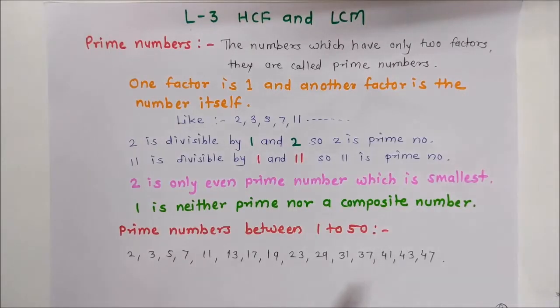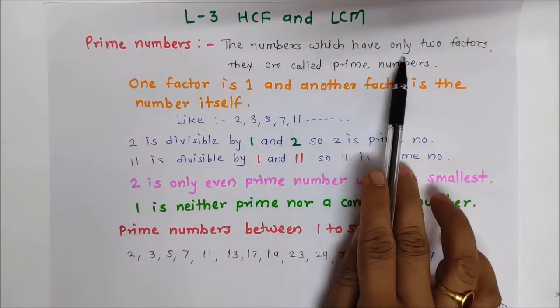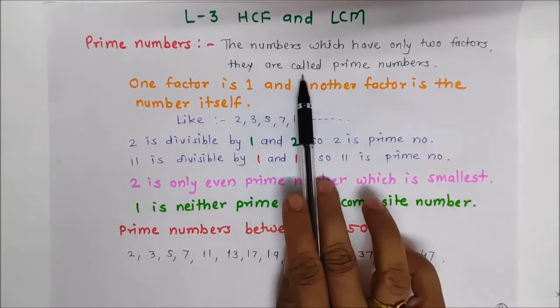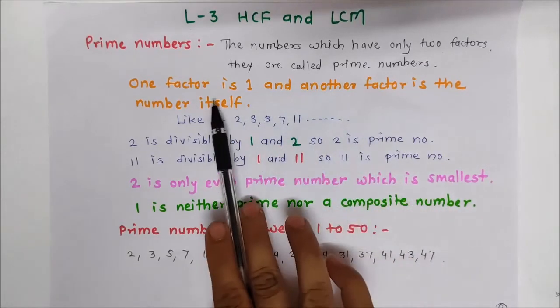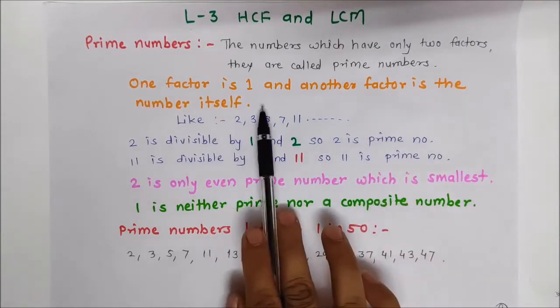Today we are going to study lesson number 3, HCF and LCM. Let me first talk to you about prime numbers and composite numbers. Prime numbers: the numbers which have only two factors are called prime numbers. One factor is always 1 and the other factor is the number itself.